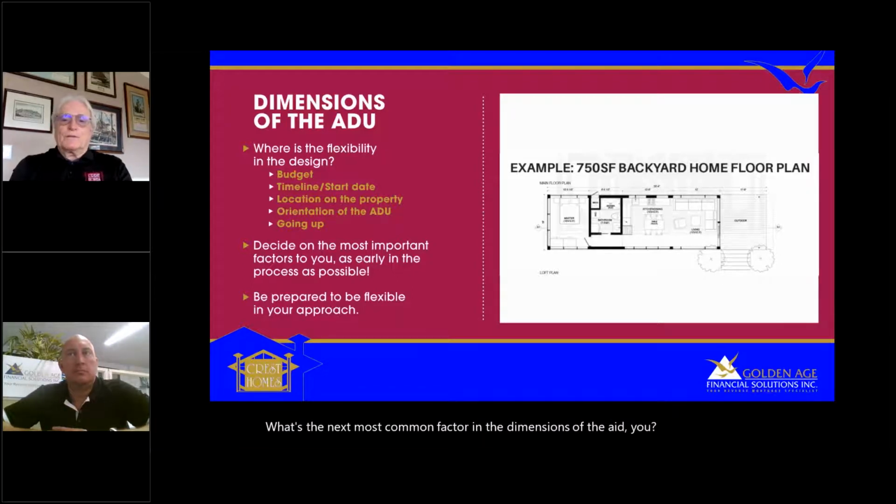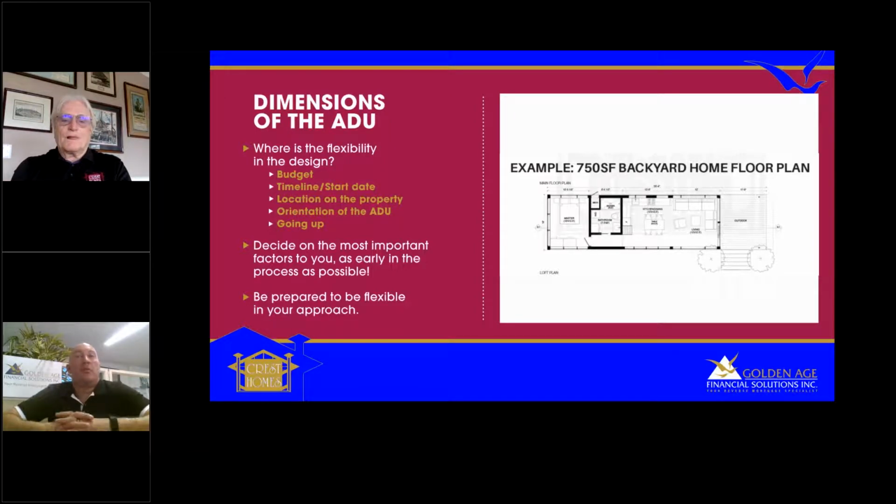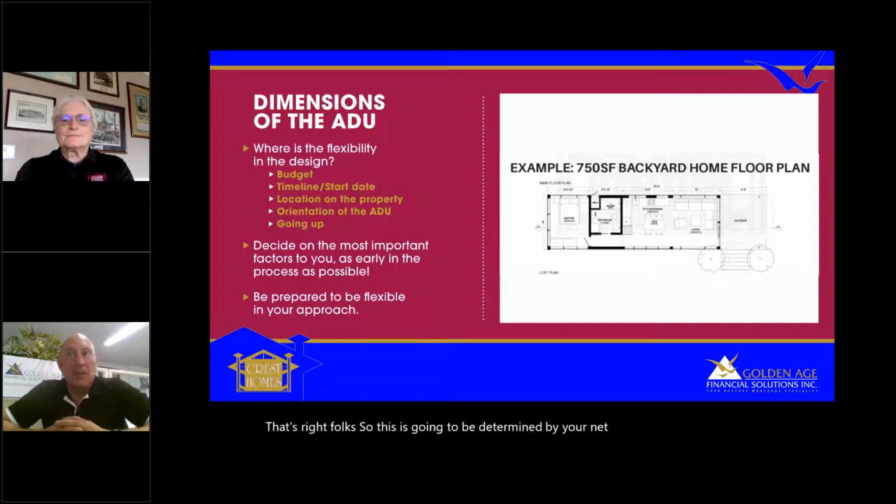And this is why we keep recommending starting with the HECM loan process first. It's a huge waste of time and money to be this far in the process and not have a solid footing of what you can afford to spend. That's right, folks. So this is going to be determined by your net available funds from your HECM loan and then any other cash contributions you wish to add.